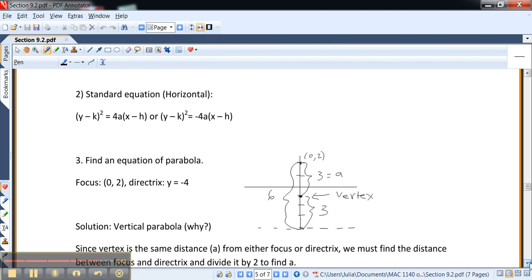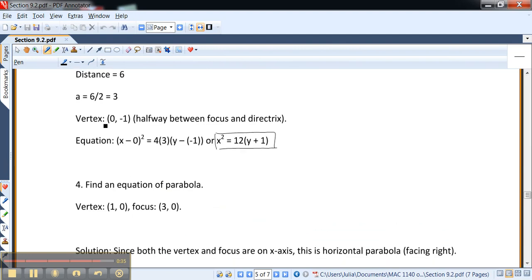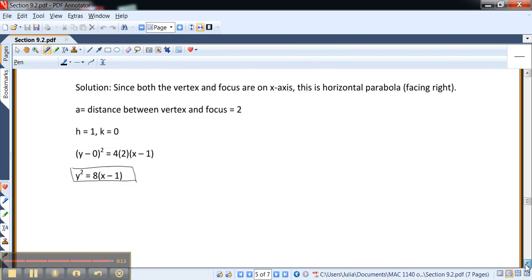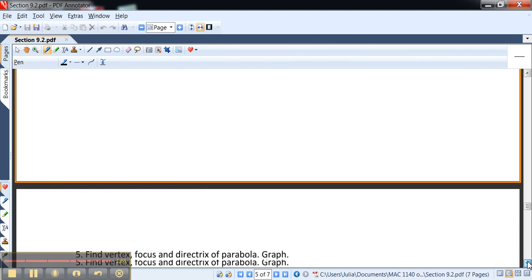So that's how we find the equation. Once you know the vertex, we can plug in. This was a vertical parabola, so it would be x minus 0 squared equals 4 times a, which you found as the distance, times y minus a negative 1, which simplifies to that. And the same kind of idea: if you know the vertex and you know the focus, we can find a as the distance between the vertex and the focus. And that's why it was 2. And so that's how come we get 8. And that's it.